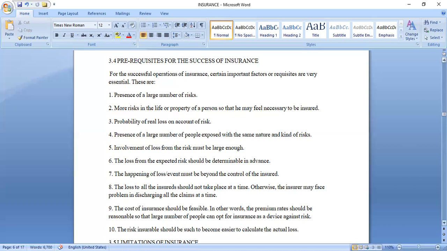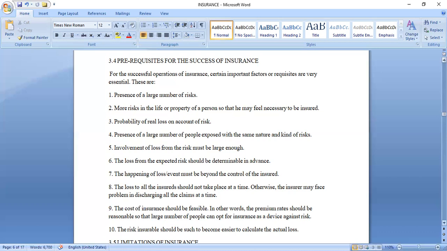Then the involvement of loss from the risk must be large enough. If the loss does occur to the insured, and they evaluate and find out that the loss is minimal, they will not pay you an indemnity. So that's how these insurance companies work.